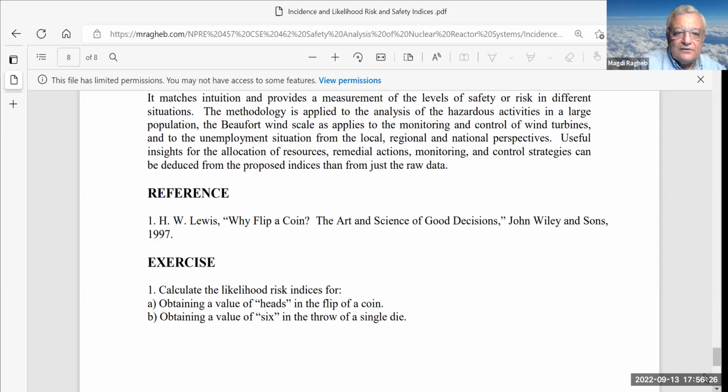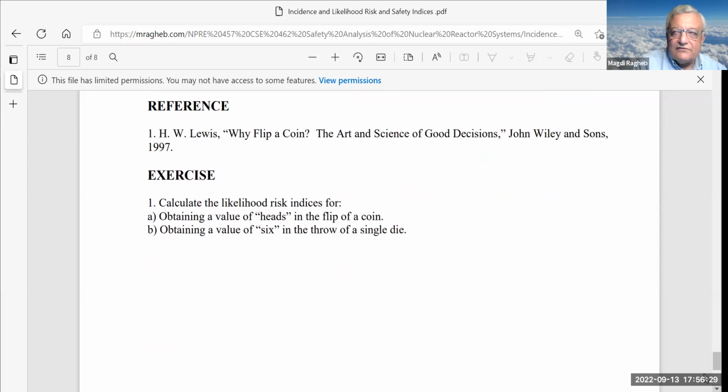In the same way that we depend on the Richter scale, not just the level of damage, to assess the damage, say, from earthquakes, or the Torino scale, or the Fujita scale for the incidence and the effects from tornadoes, for instance. As an exercise, I'm going to request that you calculate the likelihood risk indices for obtaining the value of heads in the flip of a coin. That should be a very simple example, and obtaining a value of 6 in the throw of a single die.